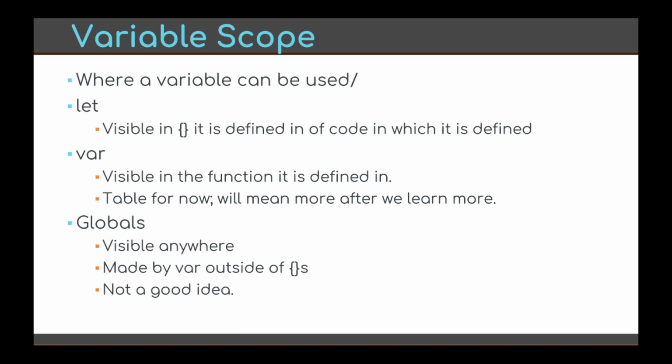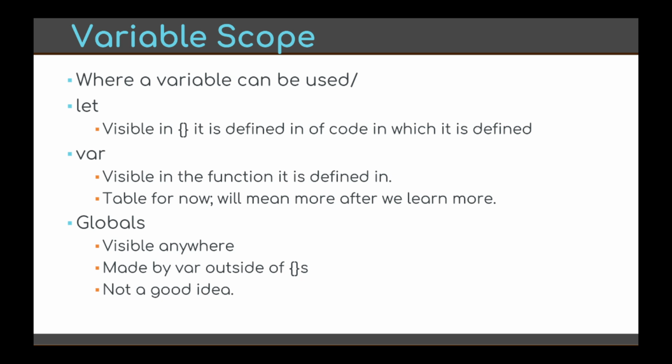Now let makes the variable visible anywhere inside the curly braces that you define it in. So if you define it at the top of draw, you can use it anywhere inside of draw. If you define it at the top of the file before setup, you can use it anywhere in your file. Although I should say there's an implicit set of curly braces around your file, so it can't be read in other files.